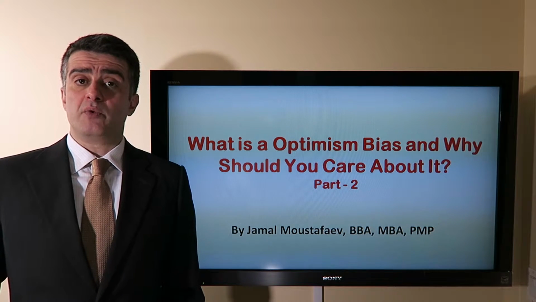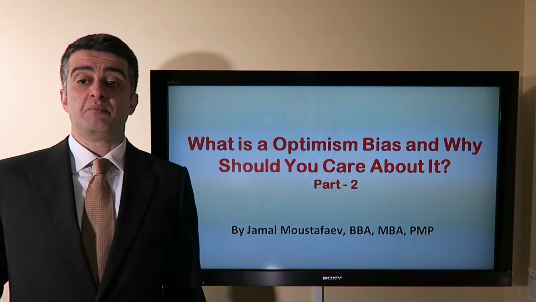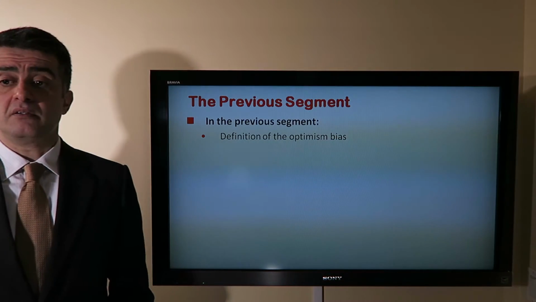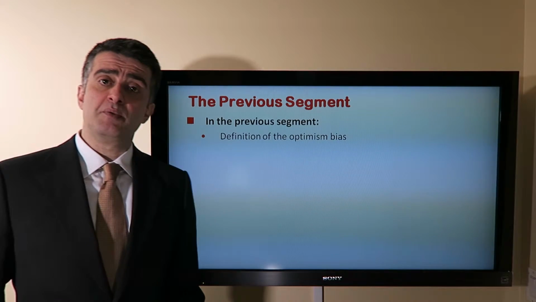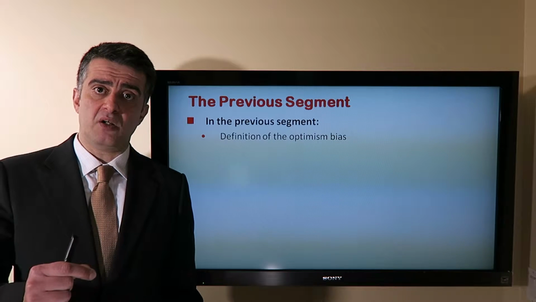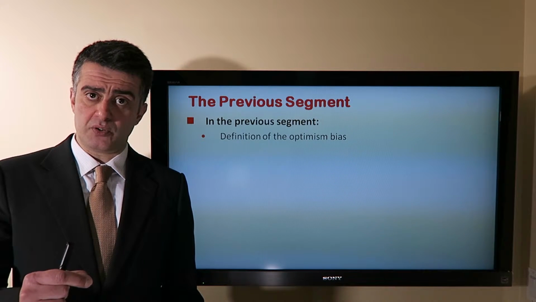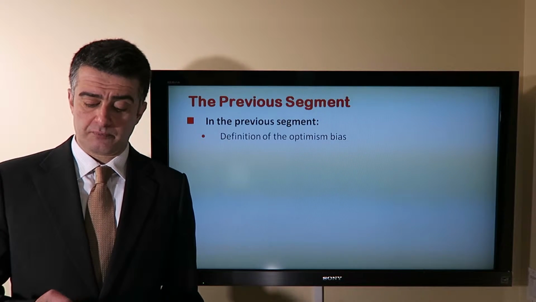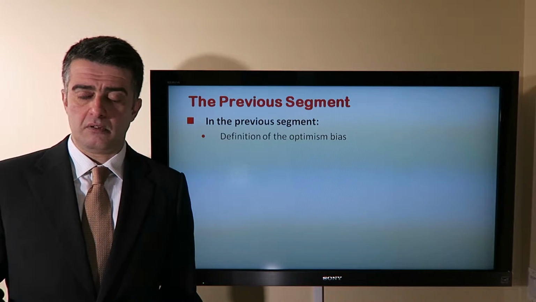Today we're continuing with our video series called What is Optimism Bias and why should you care about it? In the previous segment, we talked about the definition of the optimism bias. Let me recap. As human beings, we tend to overestimate our abilities to perform specific tasks and projects and underestimate the complexity of the said tasks or projects. And I gave you some examples of that.